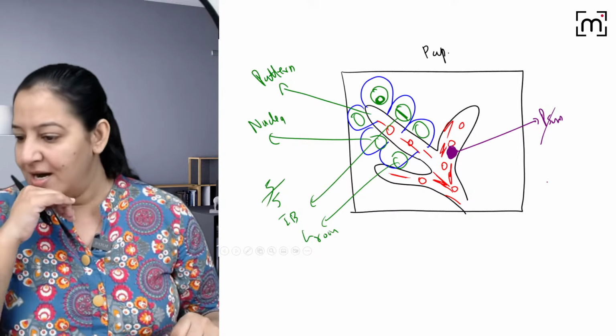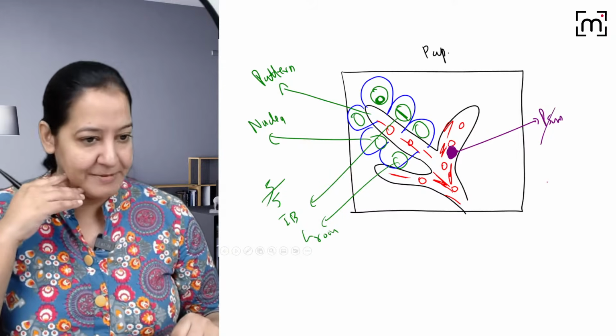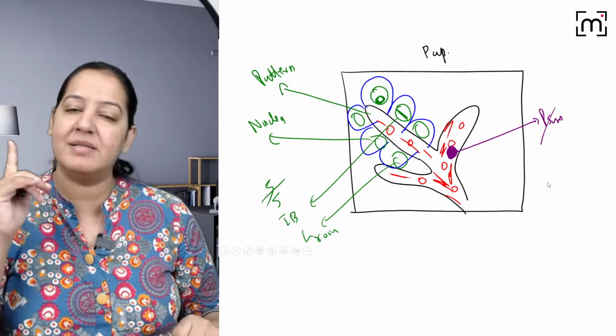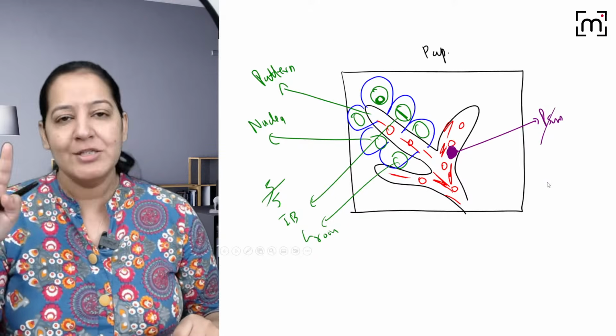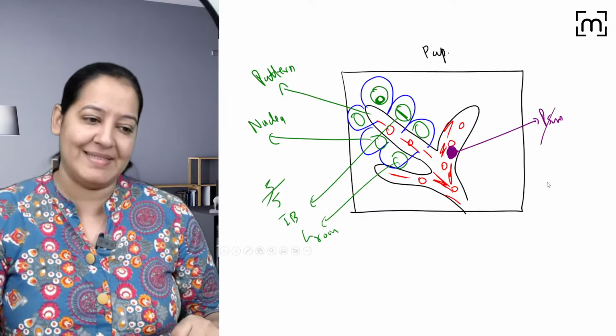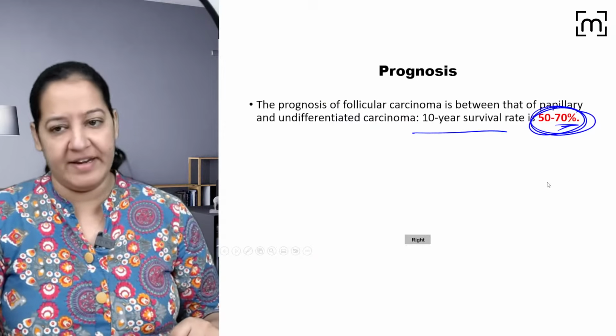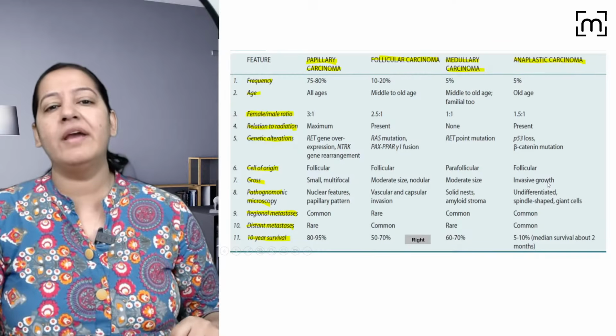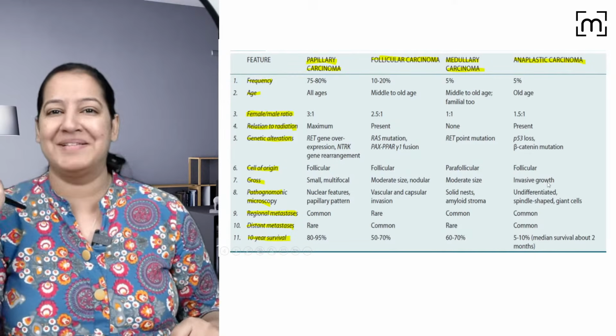Yes, Gaurav, you are absolutely right. The Hurthle cells are seen in Hashimoto thyroiditis also. So Hurthle cell is actually a type of adaptation, you can say. And here it is a variant. Absolutely right. So I am going ahead to the third carcinoma now.